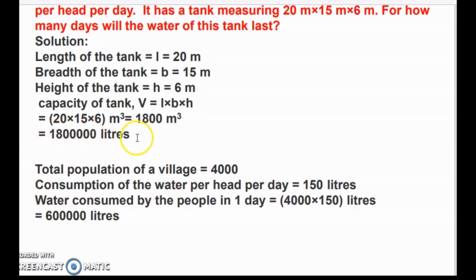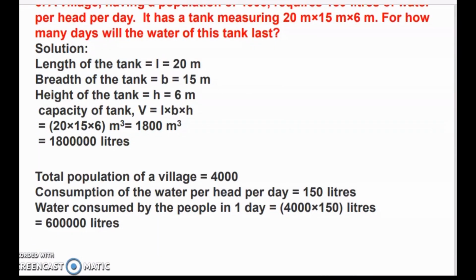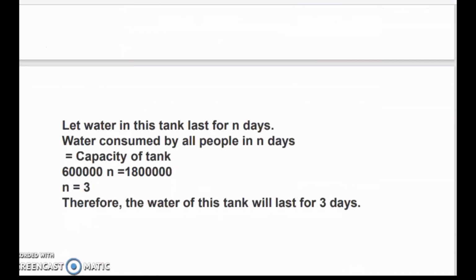Now the tank has got these many liters, and this is the amount that is used in one day. So for how many days will this last? For that you have to divide these two quantities that you have got. Take the number of days as n. If number of days that this water is used is n, then 600,000 liters multiplied by n will be the consumption in n days, and this is equal to 1,800,000 liters, and when you divide you will get the answer as 3.